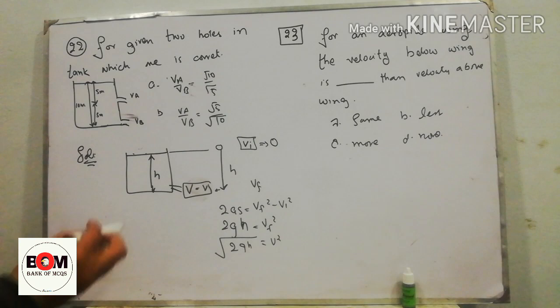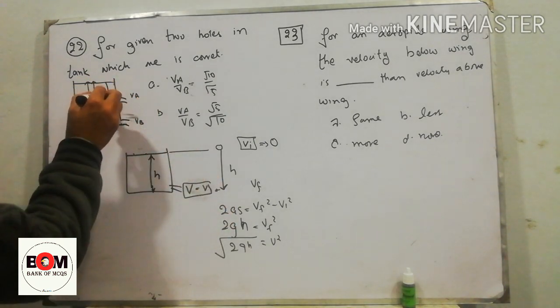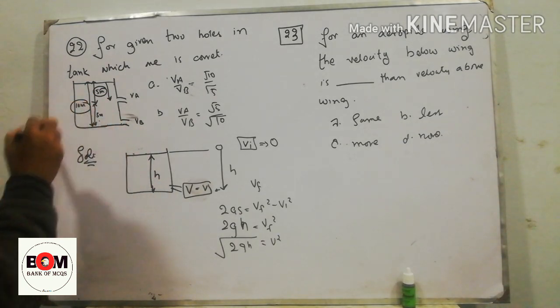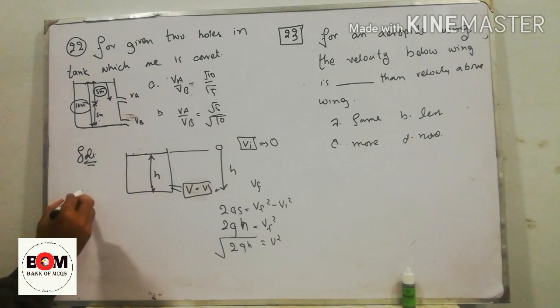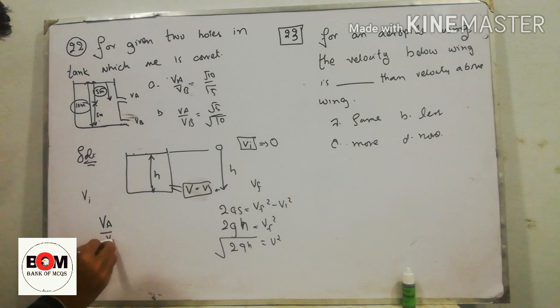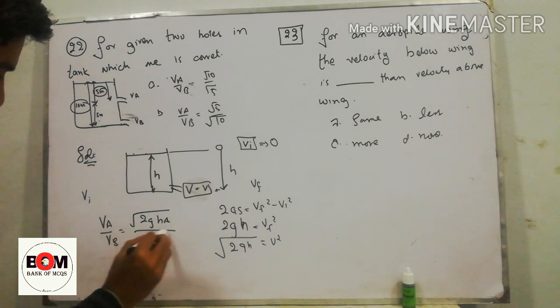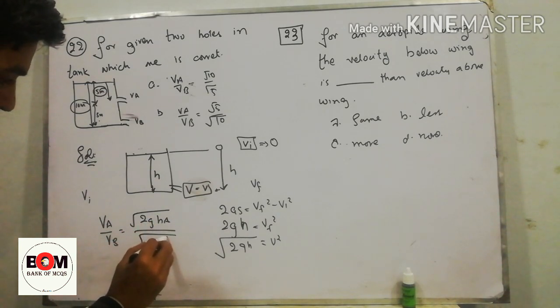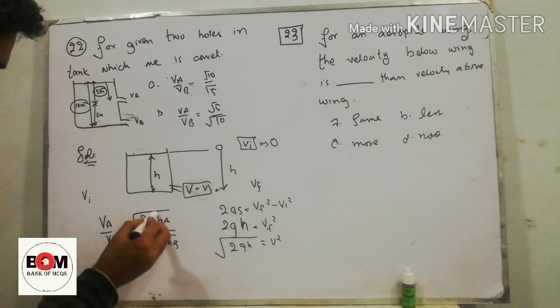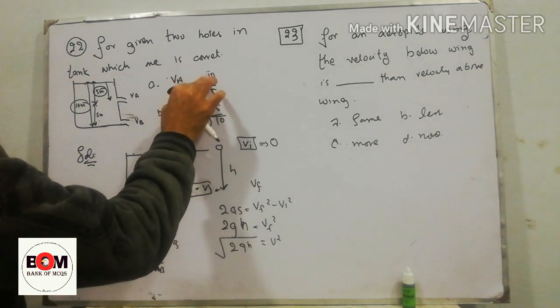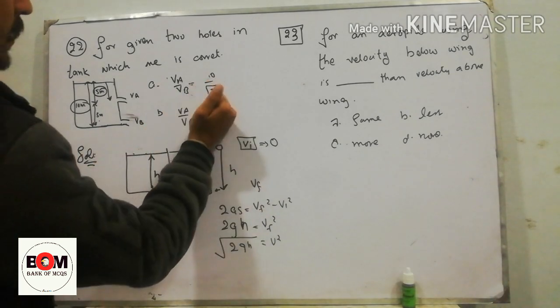Here we count the height from the top. So here the height is 5 meters, and for hole B the height is 10 meters. So VA divided by VB is equal to under root 2g HA divided by under root 2g HB. The 2g roots cancel, and we get HA divided by HB.